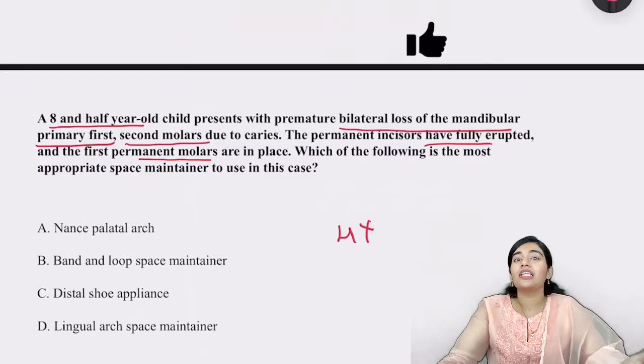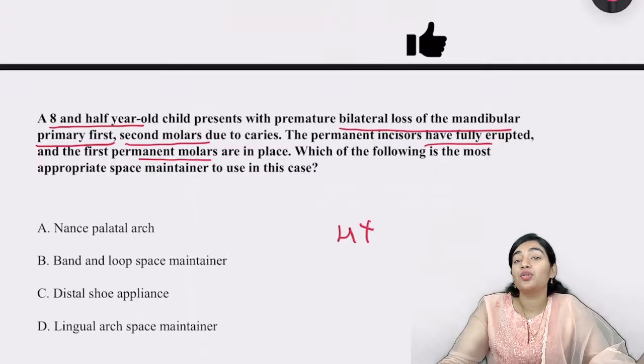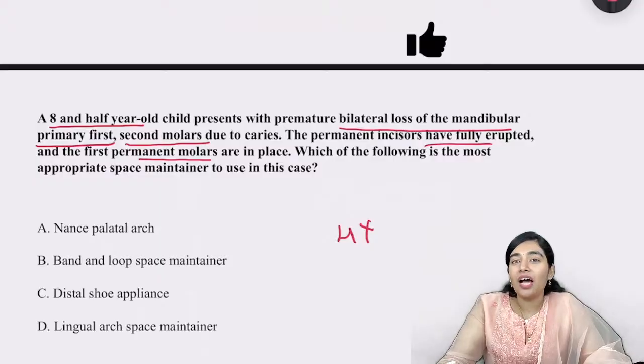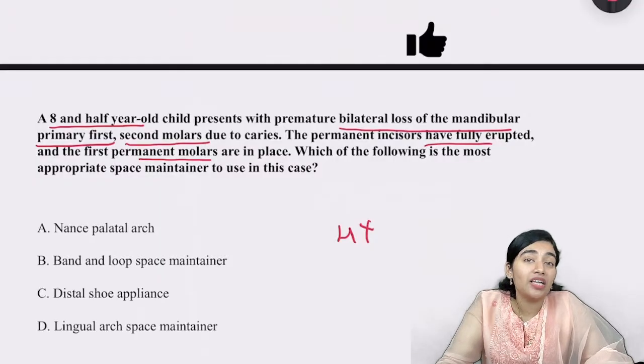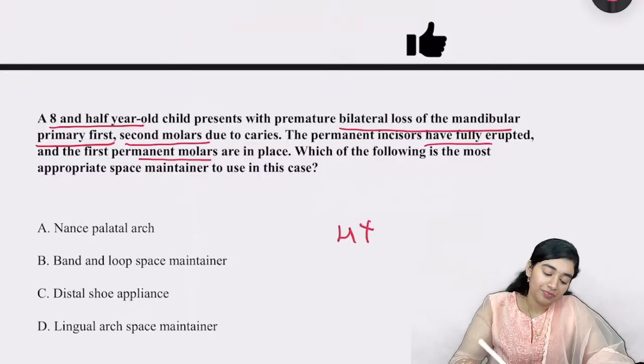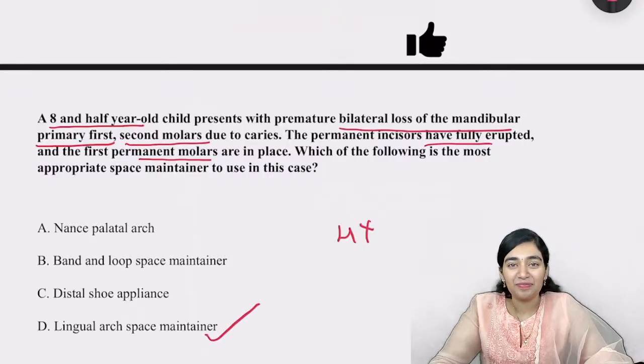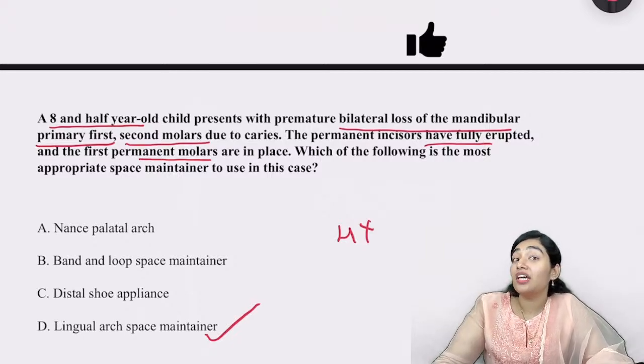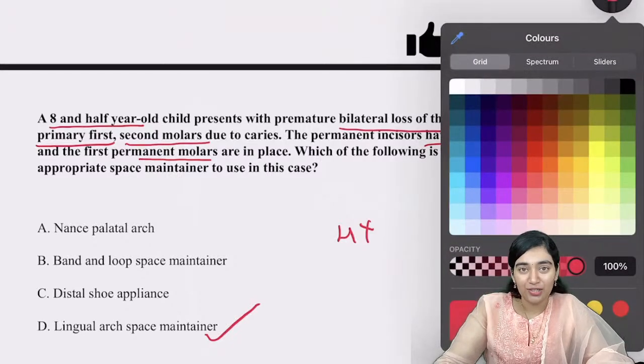Based on this clinical scenario, for this 8.5-year-old child, which space maintainer are you going to give? As you all are rightly answering, the space maintainer of choice in this clinical scenario is nothing but the lingual arch space maintainer. So you all have answered it correctly. Now let's get into the design of the lingual arch and its indications.